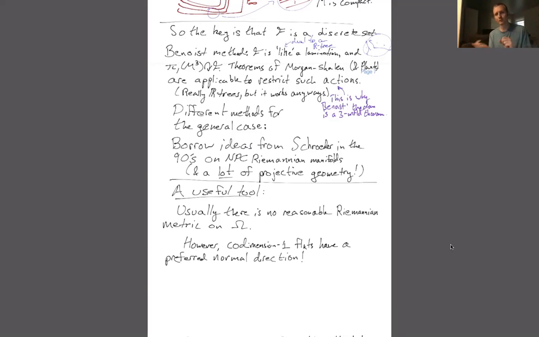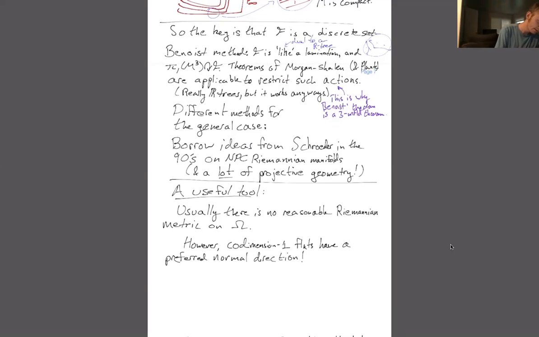And one of the most useful tools is a normal direction, right? If you have a codimension 1 thing, you can say, the normal direction. But even in the case of non-Riemannian convex projective domains, in fact, flats always have a preferred normal direction for irreducible divisible domains at the least.